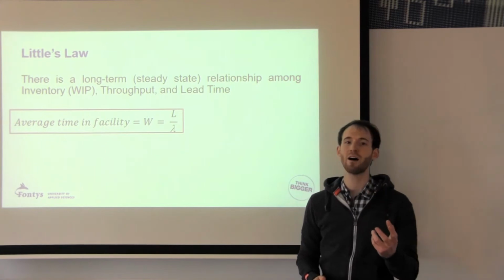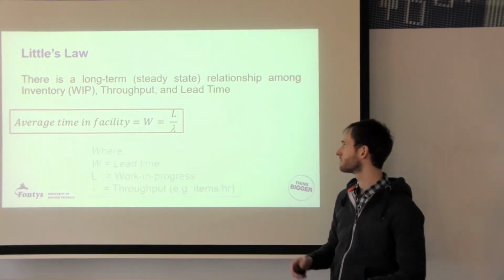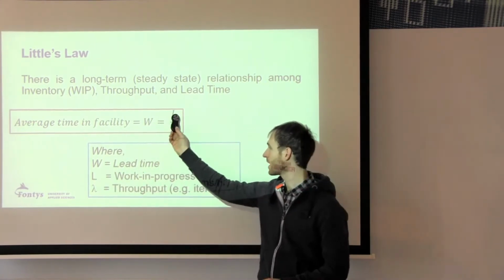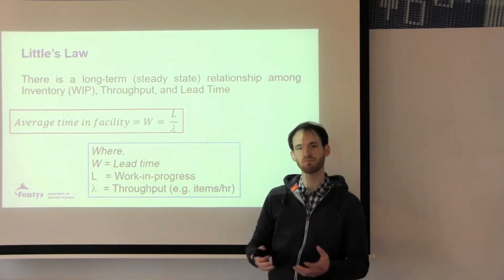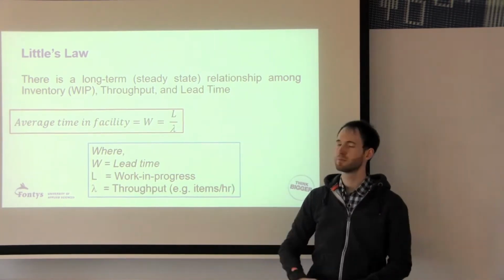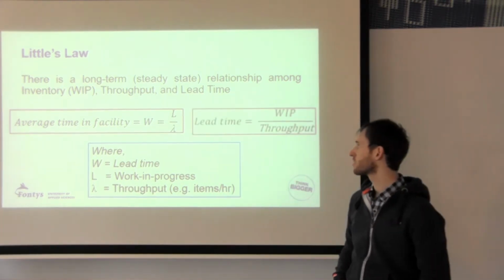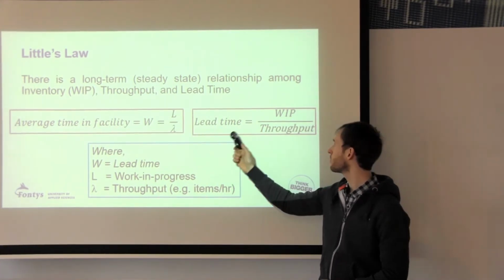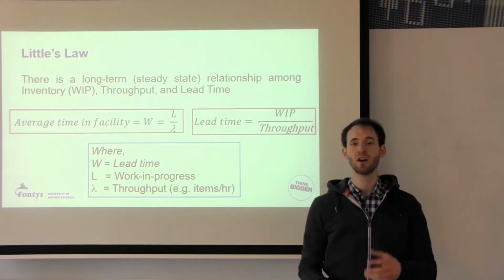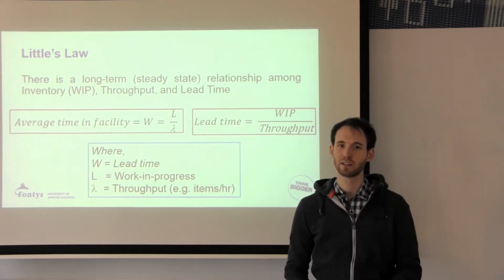So we translate them now to our terminology. So W can be seen as lead time, L can be seen as work in progress, the load, the amount of units, and lambda is the throughput, so items per hour. So if we translate that, we can actually see lead time equals work in progress divided by throughput. And this is what we can now use to start calculating and start using Little's Law.